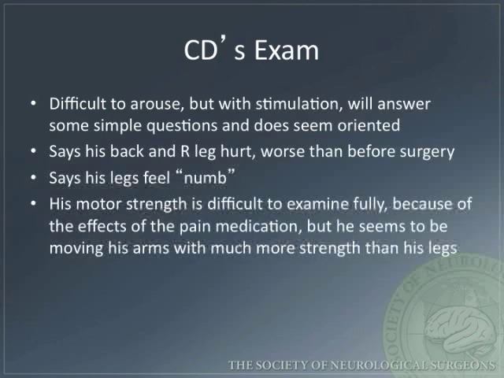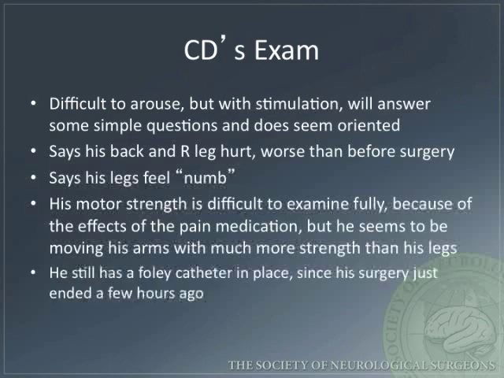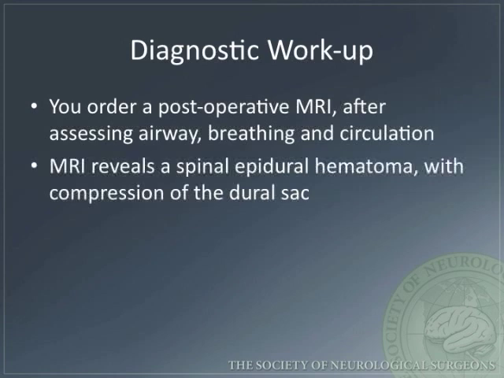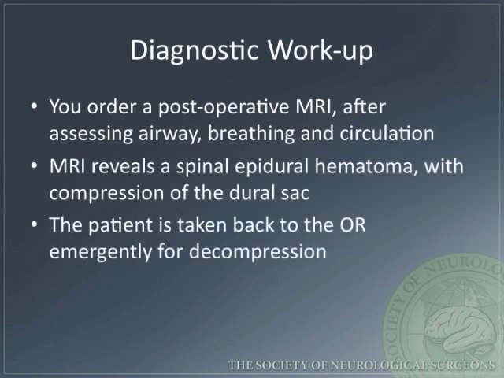His motor strength is difficult to examine fully because of the effects of the pain medication, but he seems to be moving his arms with much more strength than his legs. He still has a Foley catheter in place since his surgery just ended a few hours earlier. You order a postoperative MRI after assessing airway, breathing, and circulation. MRI reveals a spinal epidural hematoma with compression of the dural sac. The patient is taken back to the OR emergently for decompression.